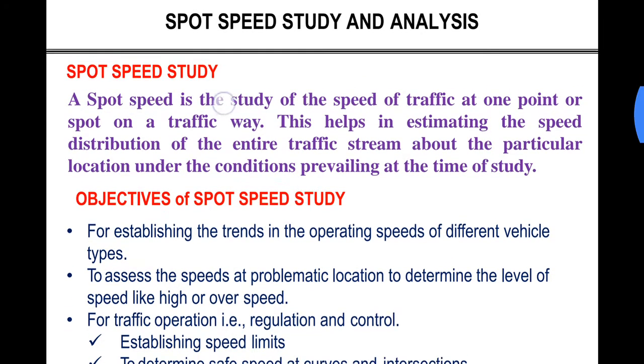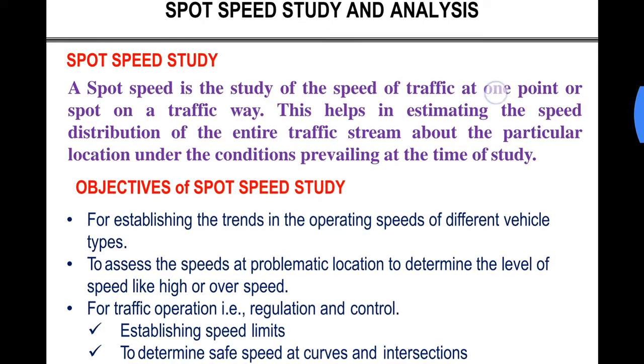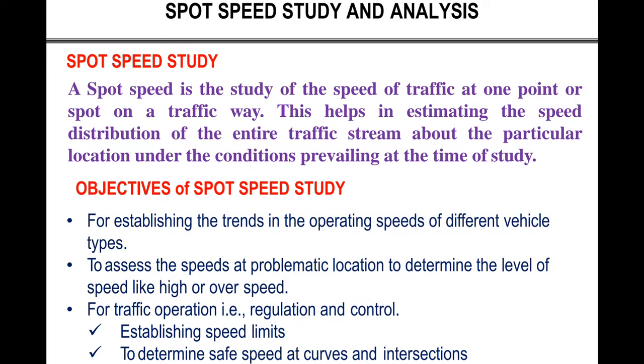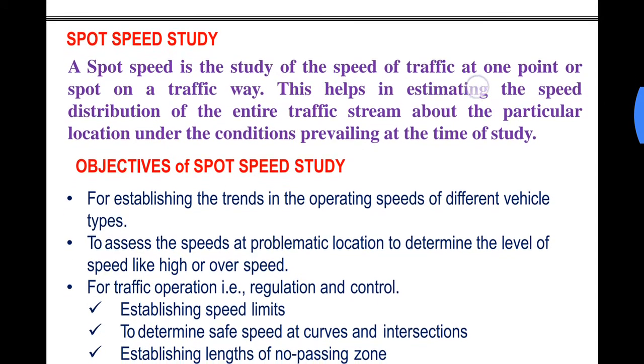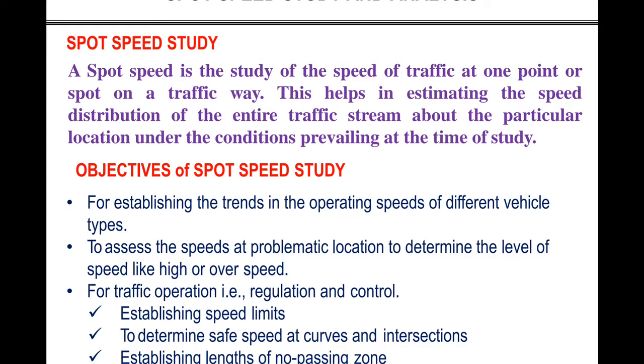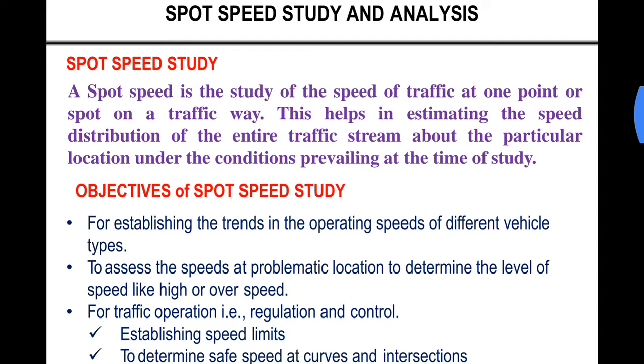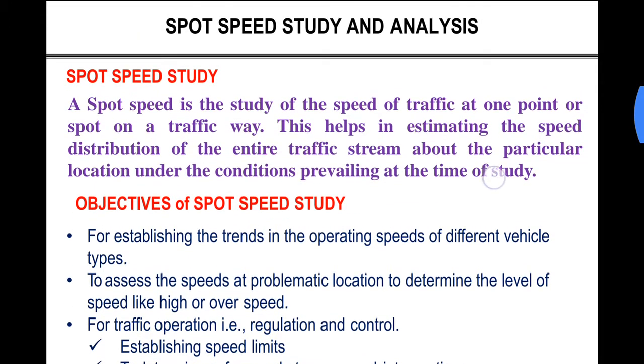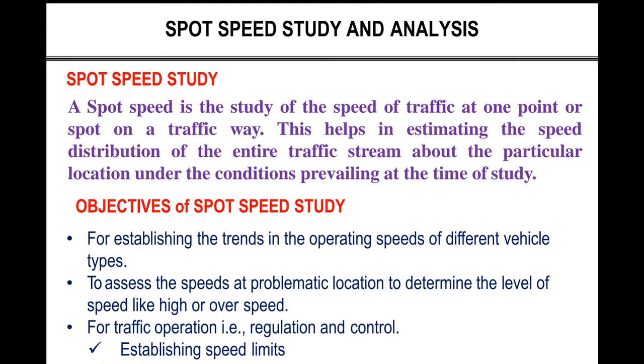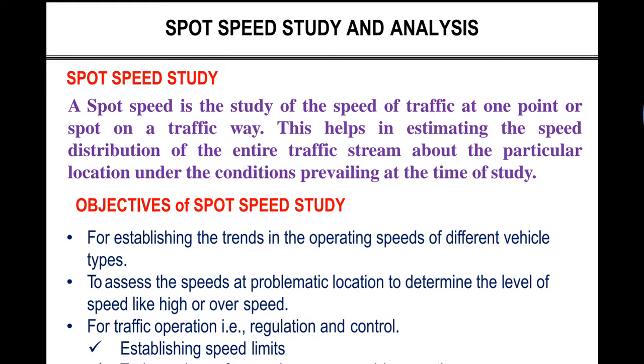A spot speed is the study of the speed of traffic at one point or spot on a traffic way. This helps in estimating the speed distribution of the entire traffic stream about the particular location under the conditions prevailing at the time of study. Okay, so spot speed is nothing but the instantaneous speed of the vehicle at that point of time or at that spot. Okay, and where is it useful?